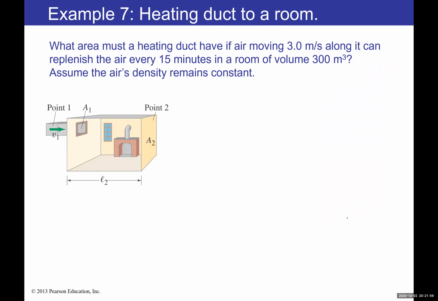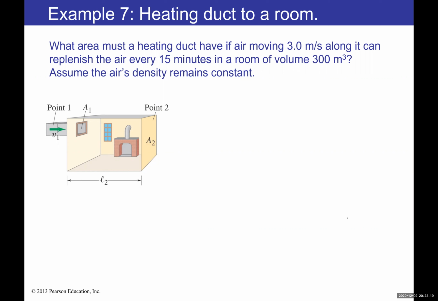All right, so let's look at an example here. What area must a heating duct have if air moving 3 meters per second along it can replenish the air every 15 minutes in a room of volume 300 cubic meters? Assume the air density remains constant.